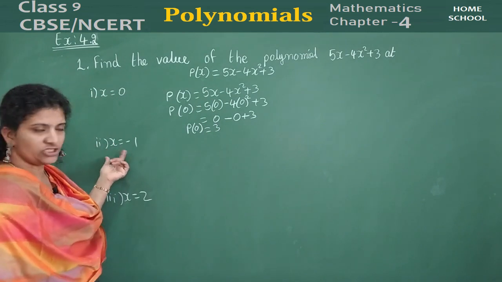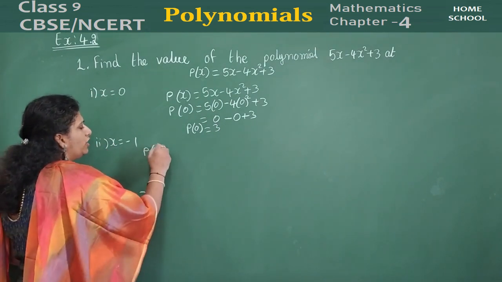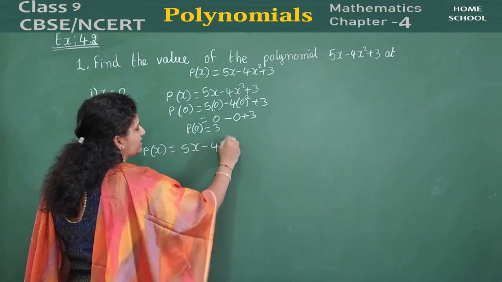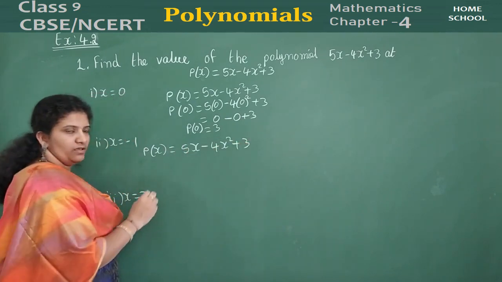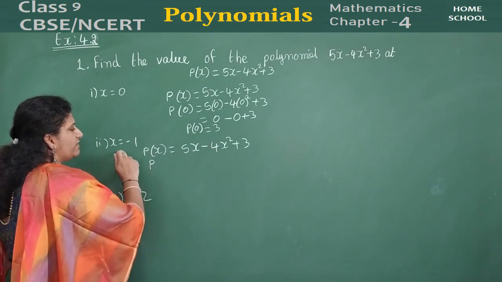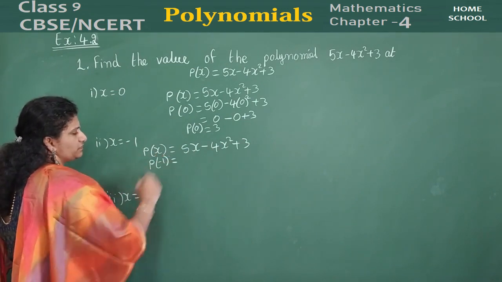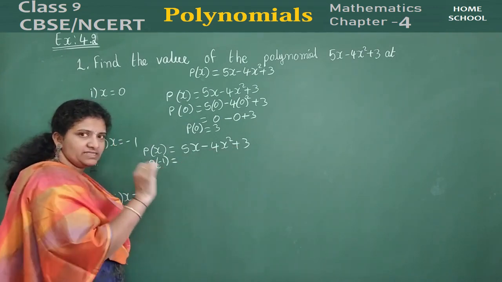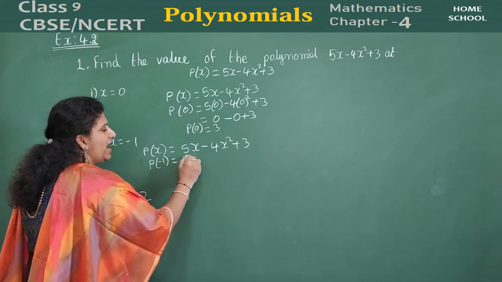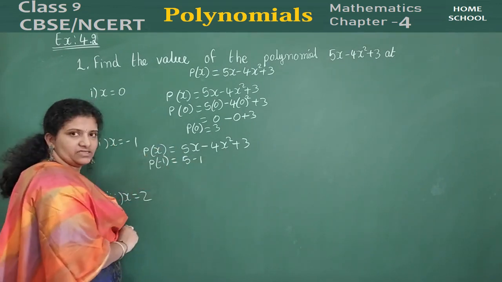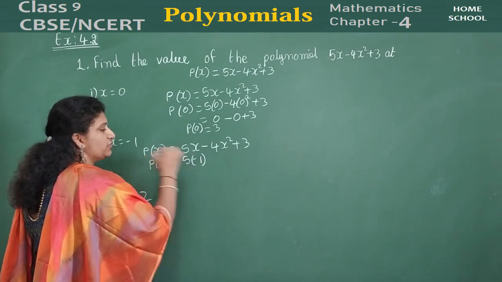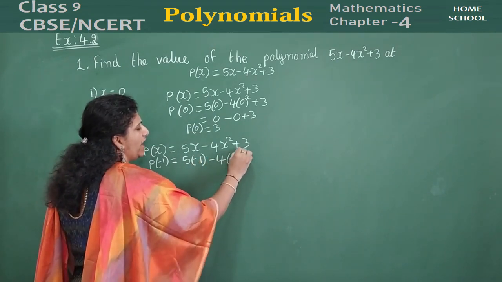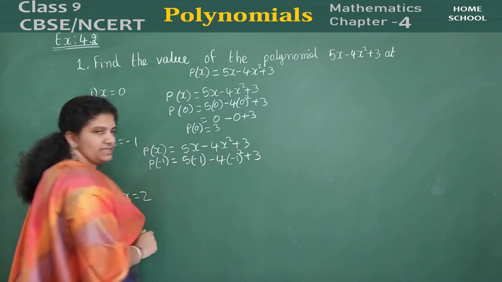See the second sub question. Again, write the polynomial p of x is equal to 5x minus 4x square plus 3. Right? So now, what is the x value? Minus 1. Observe here carefully. Wherever you have x, I just write there minus 1. 5, I can't write like this, so for that purpose, I use a bracket. Minus 4 into minus 1 whole square plus 3.